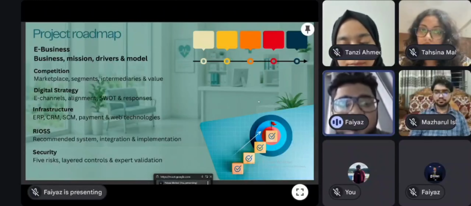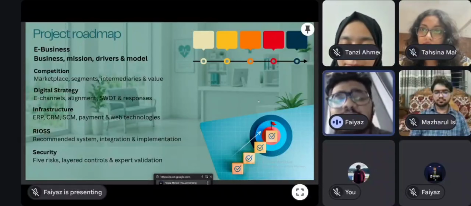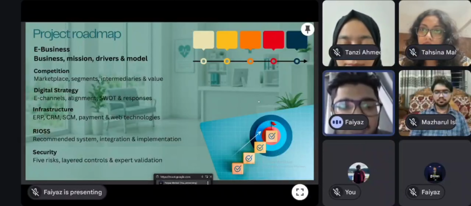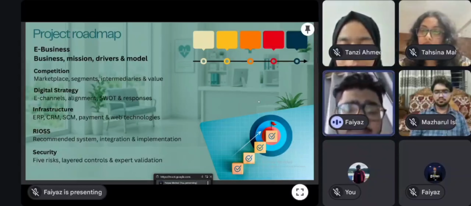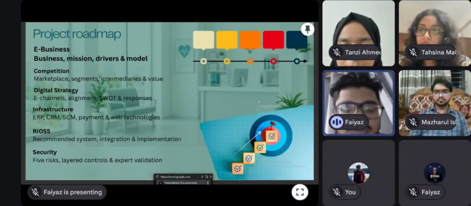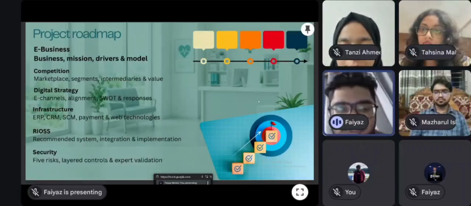After that, we discuss the infrastructure, including ERP, CRM, SCM, payment systems, and web technologies that support the organization. Then we introduce RIOS, our recommended system, and explain how it can integrate different parts of Arogga. Finally, we discuss security, where we identify the major e-business risks and the controls that can be used to address them. So these six areas allow us to understand Arogga's business from both strategic and operational perspectives.